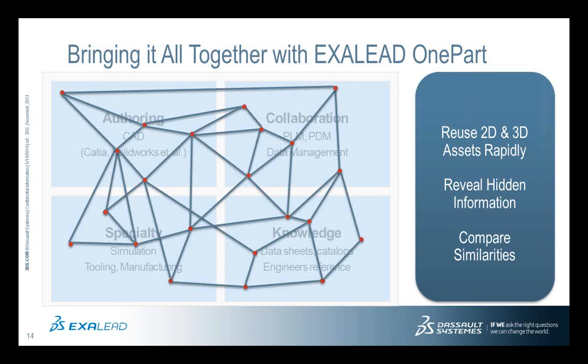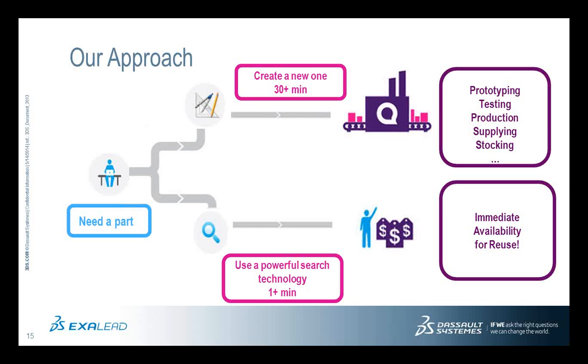So the approach is essentially, looking for a part, I can't find it, so I'll go ahead and spend 30 minutes or whatever it takes to model up a new one, pull a part number, put it in the PDM system and release it. Or, use a tool that lets me find the part that I do want to reuse, and do that very quickly, hopefully in about a minute, so that I can then use that part and therefore save all that lovely money.